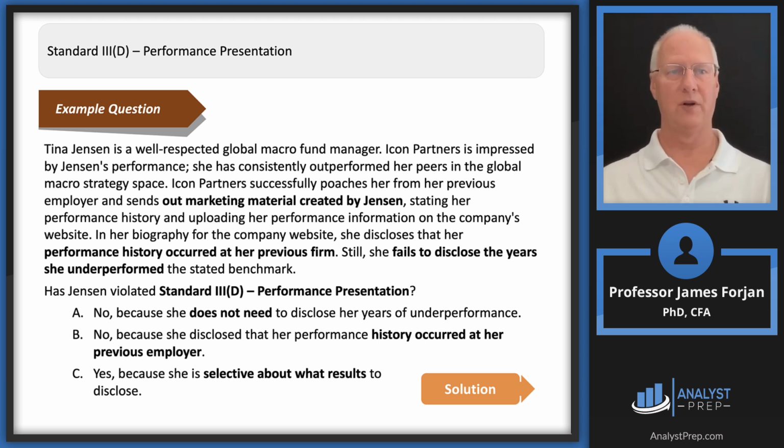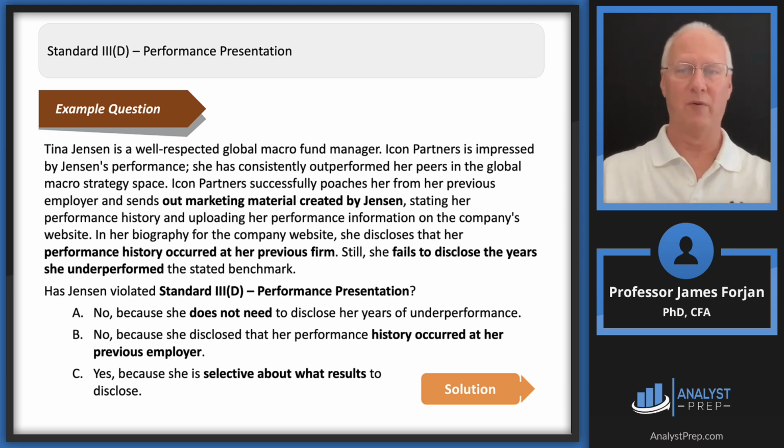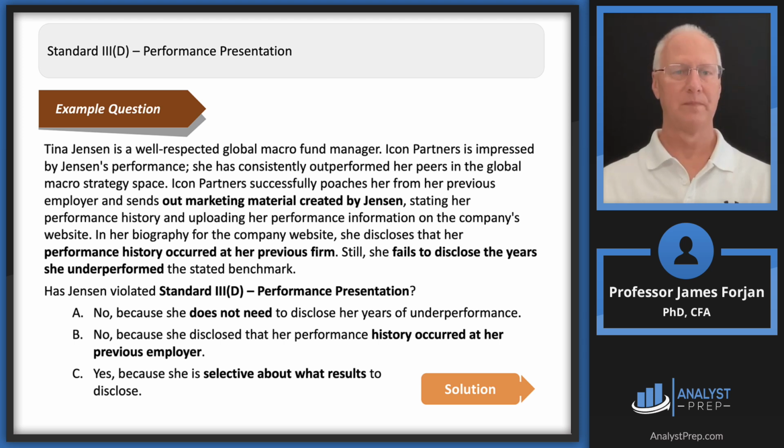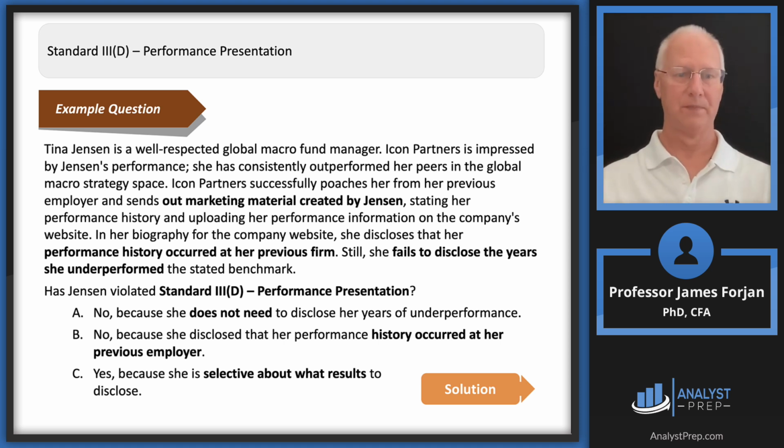Well-respected fund manager. The partners are impressed by the performance, consistently outperformed. They successfully hire her away, and she sends out marketing material created by Jensen, stating her performance history and uploading her performance information on the company's website. In her biography, she discloses that her performance history occurred at her previous firm. Still, she doesn't disclose the years she underperformed the stated benchmark. All right, so what does this say? Everything sounds okay up until the point of omission, right? So did she violate?